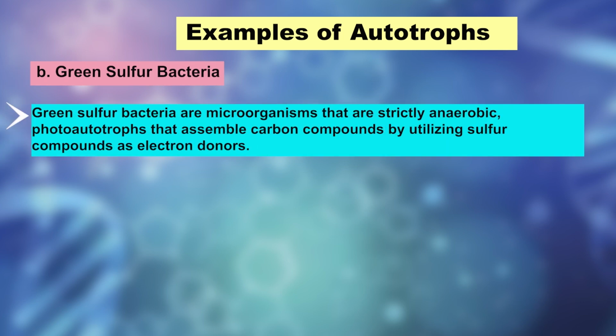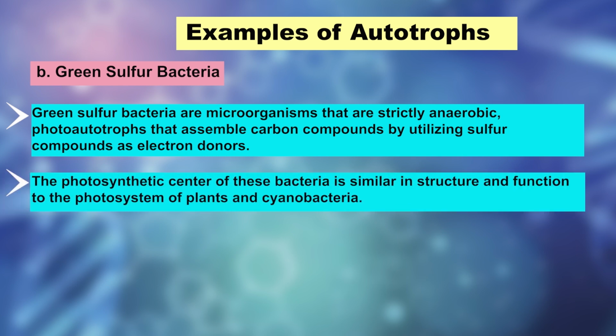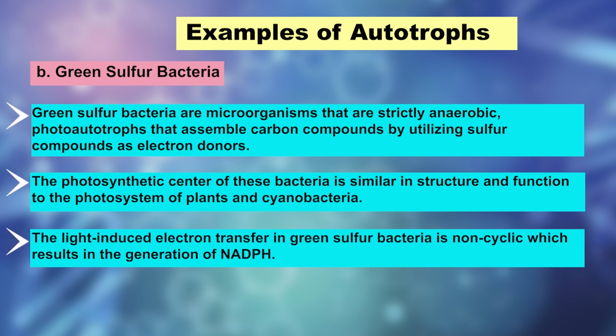They are microorganisms that are strictly anaerobic. Hope you know what is anaerobic, right? Photoautotrophs that assemble carbon compounds by utilizing sulfur compounds as electron donors. The photosynthetic center of these bacteria is similar in structure and function to the photosystem of plants and cyanobacteria. The light induced electron transfer in green sulfur bacteria is non-cyclic, which results in the generation of NADPH.